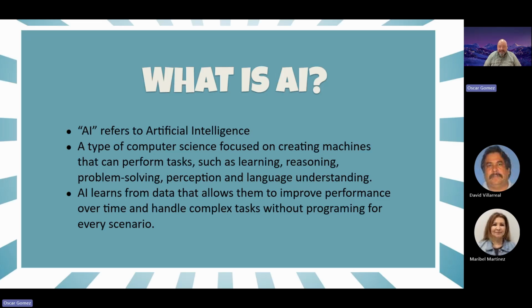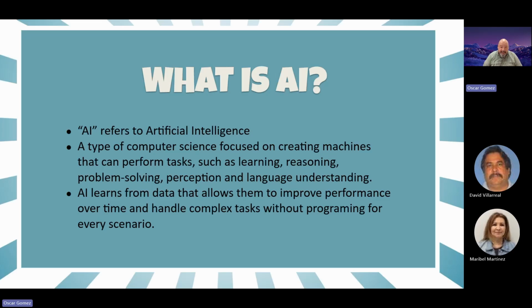AI takes a different approach to this. Instead of specific rules of instruction, it takes large amounts of data. It learns from patterns of relationships to help make predictions and decisions for you. So all this is called machine learning. So AI uses machine learning.